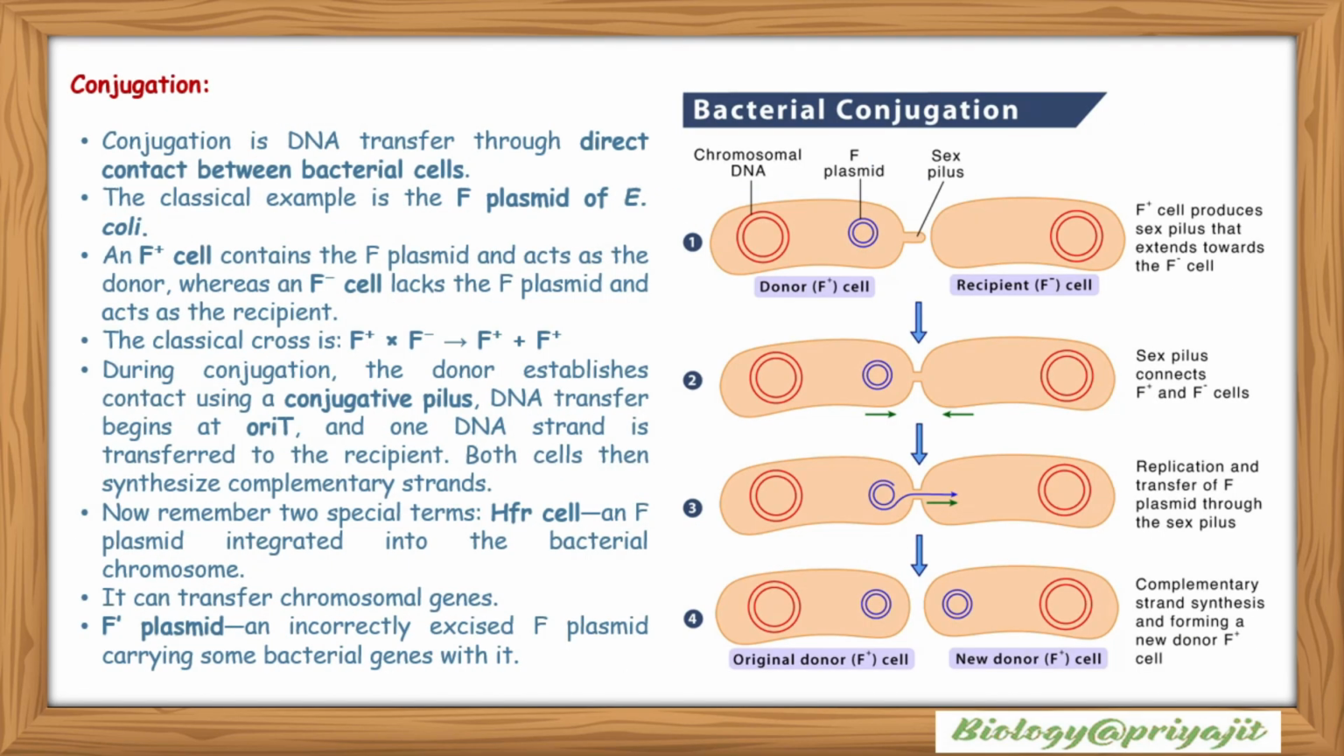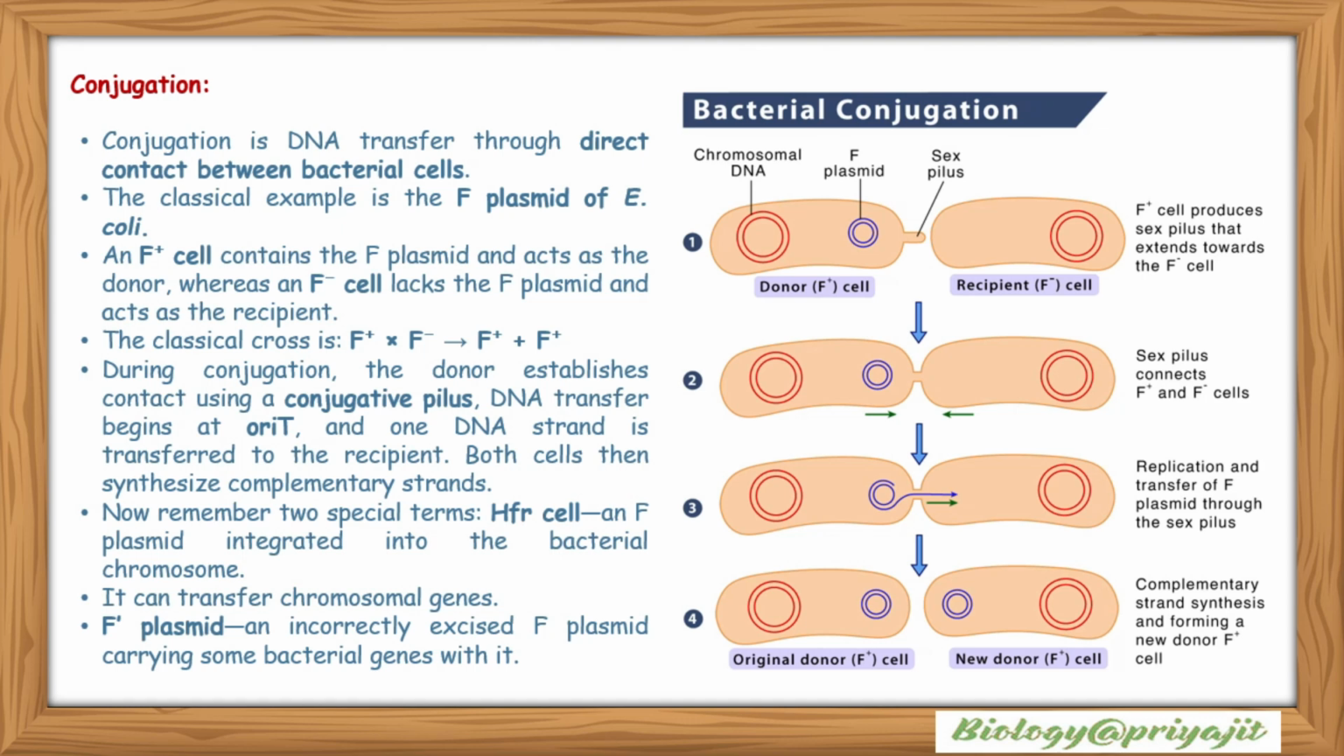Conjugation is basically DNA transfer through direct contact between bacterial cells. The classical example is the F plasmid of E. coli bacteria. An F plus cell contains the F plasmid and acts as the donor, whereas an F minus cell lacks the F plasmid and acts as a recipient. The classical cross is F plus into F minus, which will produce both F plus cells.